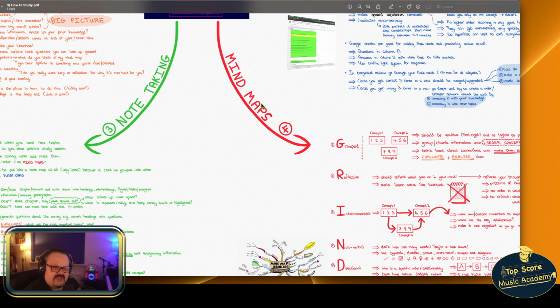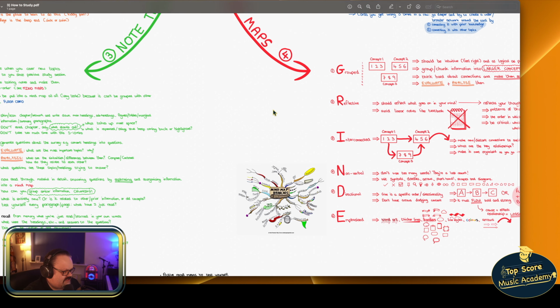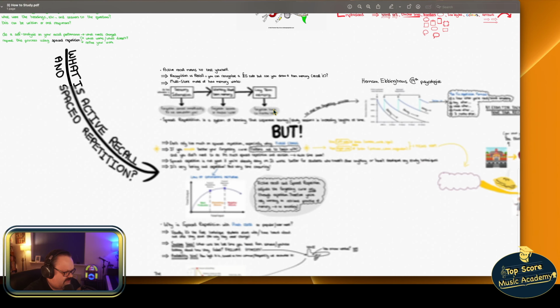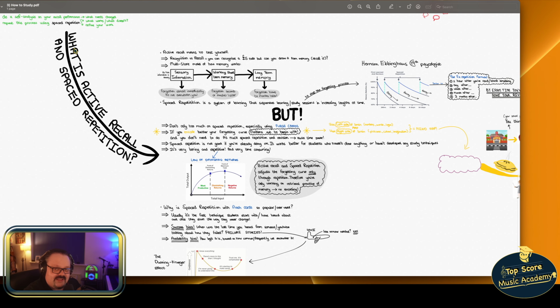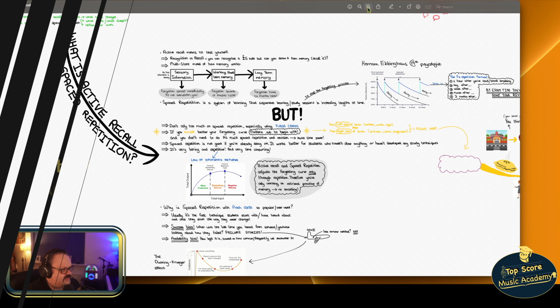But before we do, I actually do want to jump into spaced repetition first. That's going to be quite important for us to understand the advantages of mind maps and why you should avoid doing certain things when it comes to your revision. So if we scroll on down to the bottom of the page, this is where we are here. What is active recall and spaced repetition? I'm just going to zoom in a little.